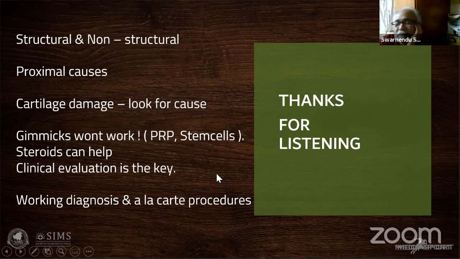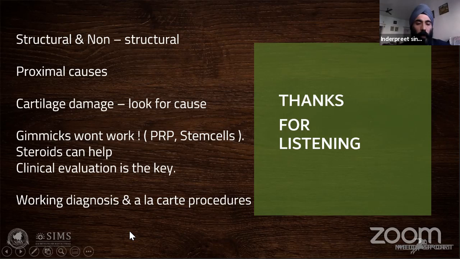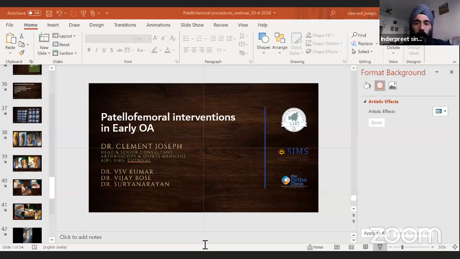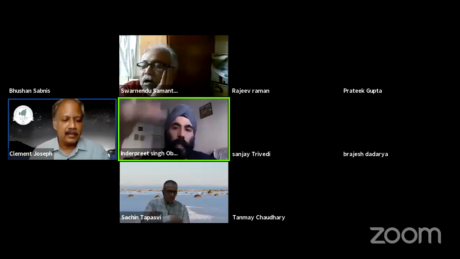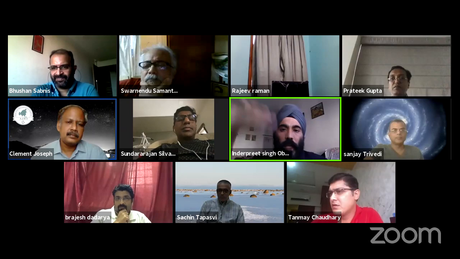Clement, a very important question here. Normally in patellofemoral arthritis, you do have trochlear lesions, which are also quite important. So what we are managing essentially is the patellar surface. But if we have a kissing lesion, how exactly do you manage the trochlear lesions as well?